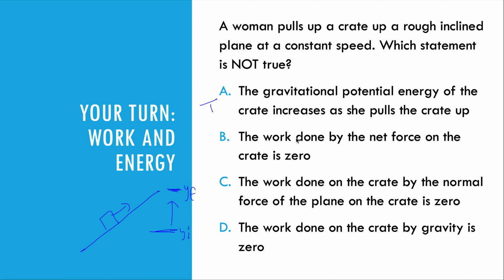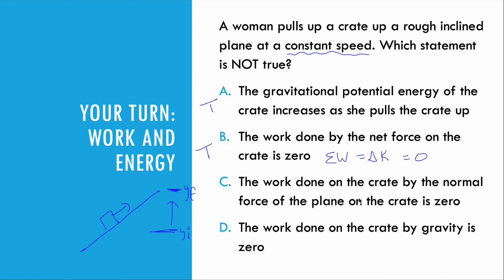The work done by the net force on the crate is 0. All right, so this is kind of a review of the work kinetic energy theorem. We know that the work done by the net force is a change in kinetic energy. If we're moving at a constant speed, that means we don't have a change in speed, we don't have a change in kinetic energy. So the net work is 0. That is a true statement.